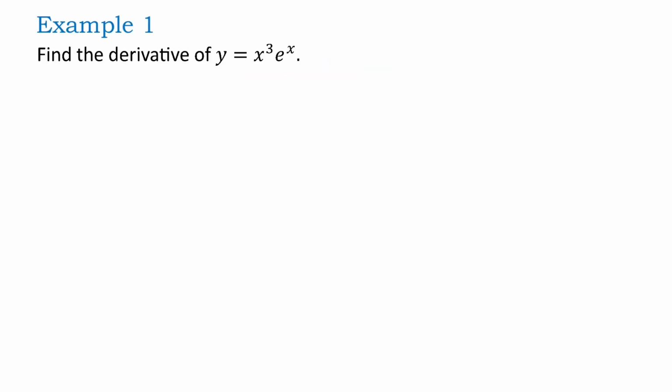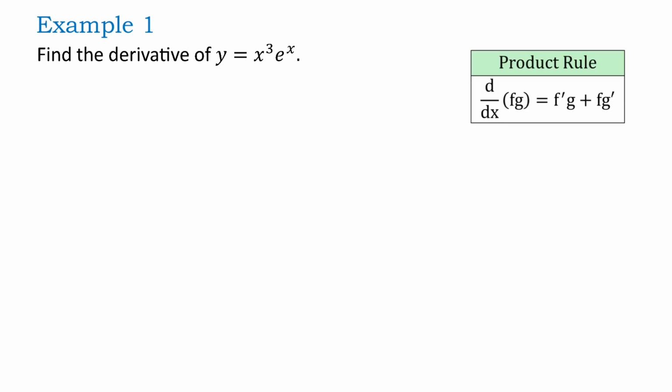In the first one, we will find the derivative of y equals x cubed times e to the x power. First, notice that in this function, we have a product of x cubed and e to the x power. So then, to find the derivative, we will use the product rule. In this product, let x cubed be represented by f and e to the x power by g. And now let's see how we can find y prime. According to the product rule, first we have to take the derivative of f and multiply it by g plus f times the derivative of g.